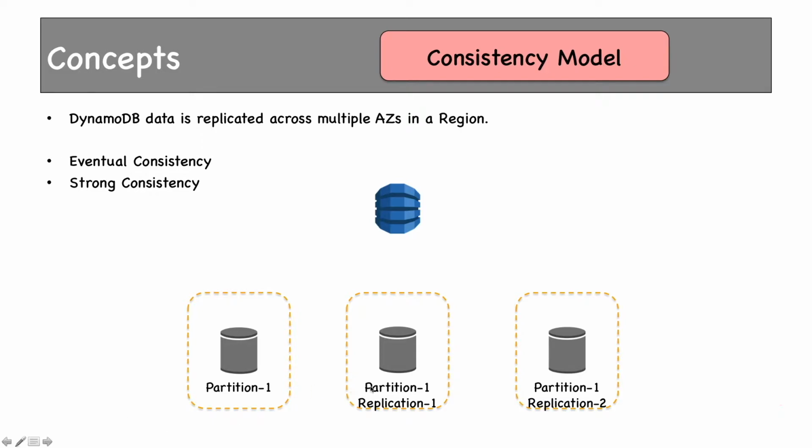or AZs like this. So this is a different AZ and it contains partition 1. This is the first replication of partition 1. This is the second replication of partition 1 in a different AZ. When data is written to a single partition, that is replicated across all the AZs.